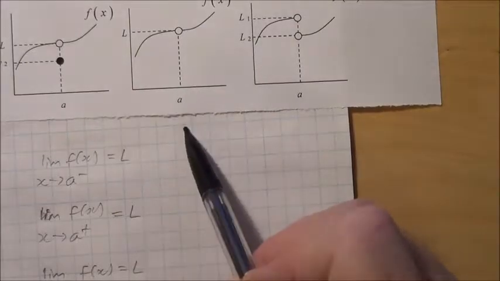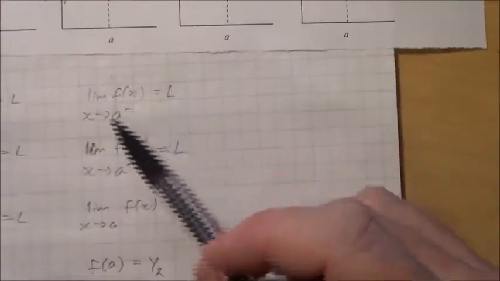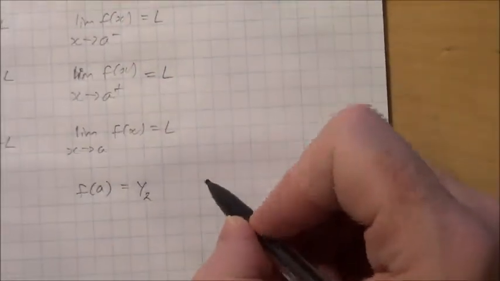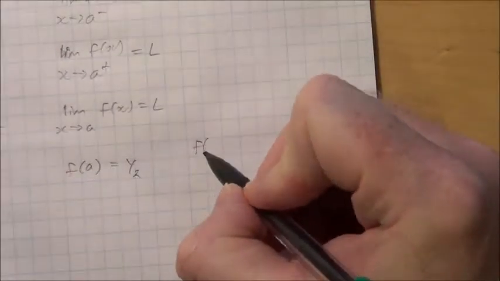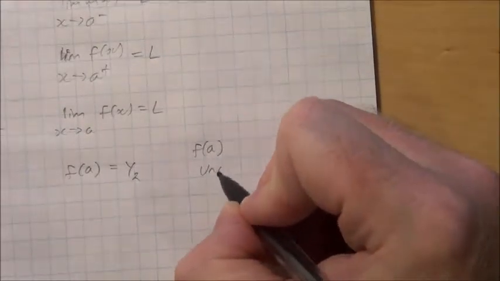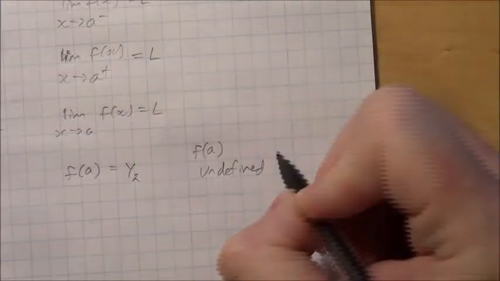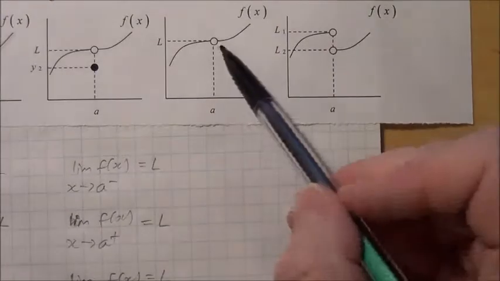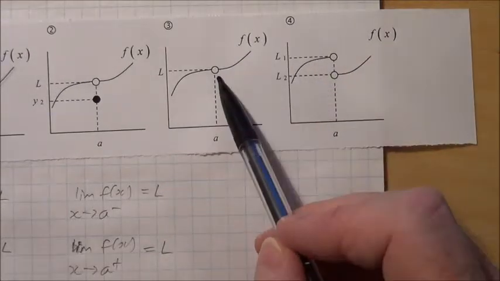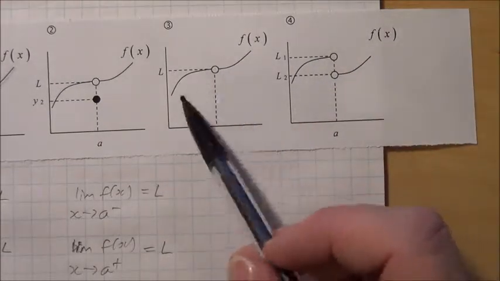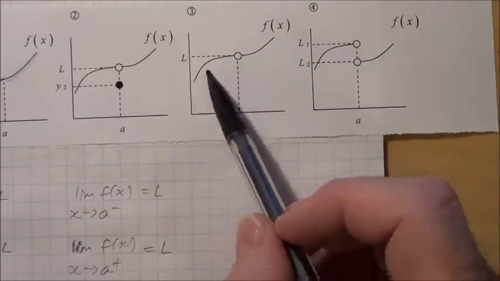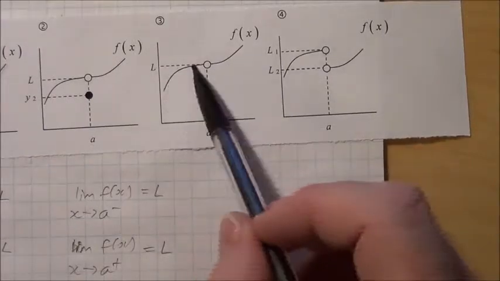Graph 3 is pretty much the same as graph 2 in terms of the limit. It's exactly the same, except in this case we would say f of a is undefined, because there's a hole in the graph here. I'll show you what a hole in the graph looks like when we do our examples in class tomorrow. So the limit still exists, the limit is still equal to L.